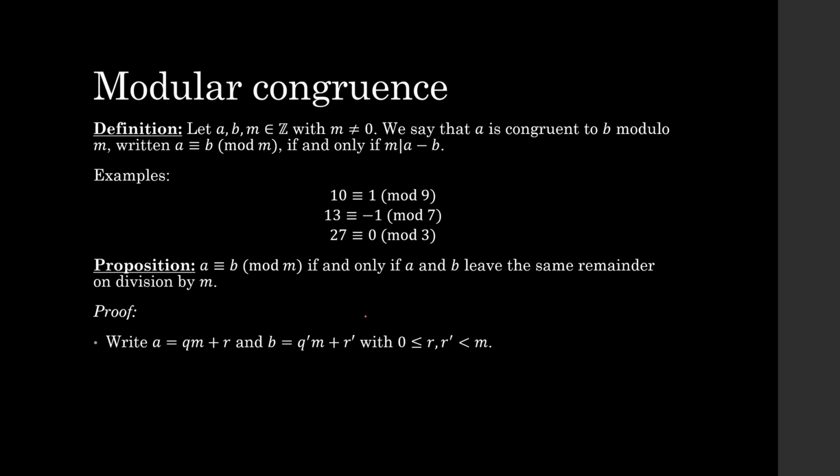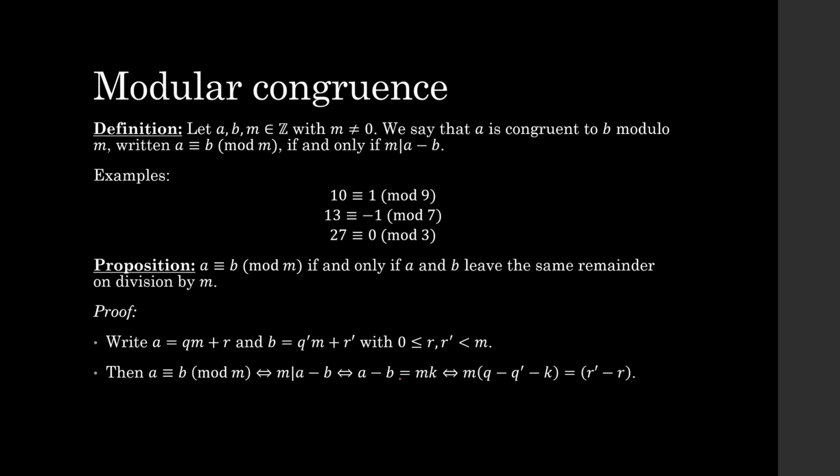Okay, so let's look at the proof. We're going to write them in the quotient remainder form that we've seen in the divisibility videos. So we write a equals qm plus r, where q is the quotient and r is the remainder, and b equals q'm plus r'. This time q' is the quotient and r' is the remainder. And of course we've got that r and r' are between 0 and m minus 1 inclusive. So they can be 0, they can be m minus 1, but they have to be in that range.